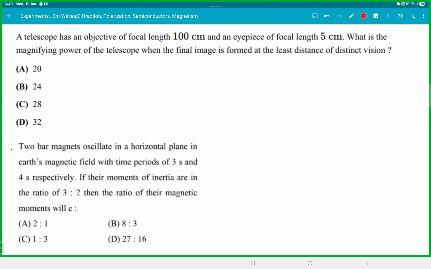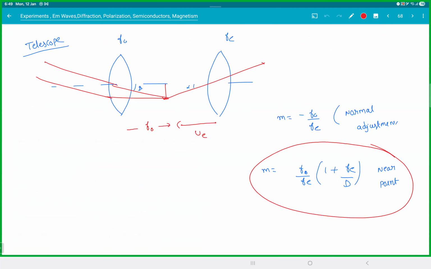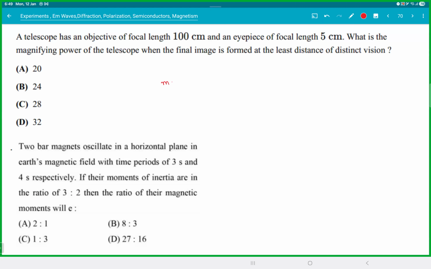Telescope has an objective focal length of 100, eyepiece is 5. What is the magnification of the telescope? So basically this is the least distance of distinct vision. These are a little rare. Most of the time they'll ask you for the normal adjustment. So there, this is the formula I gave you. This is the distance of least vision. If you know the formula, you will get the answer just like that. If you don't remember, then you're gone. You will have to literally solve. So F naught by Fe into 1 plus Fe by D. Substitute the values, you'll get the answer.